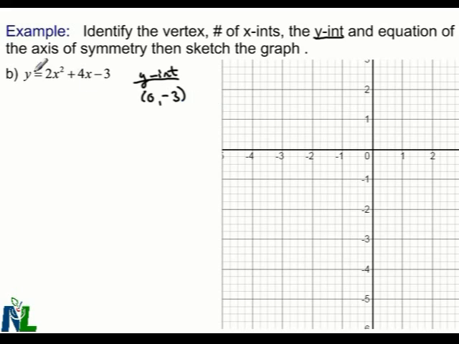The next thing I also know from looking at my equation is that the a value is larger than 0. So I know that this parabola and this function will open upwards when I graph it over here. So let's go ahead and find the vertex and see what else that tells me about this function.